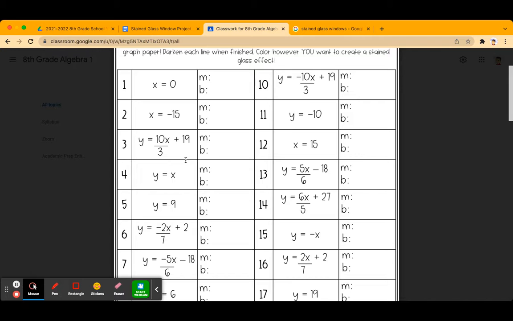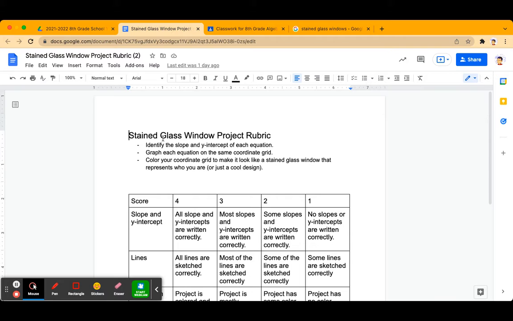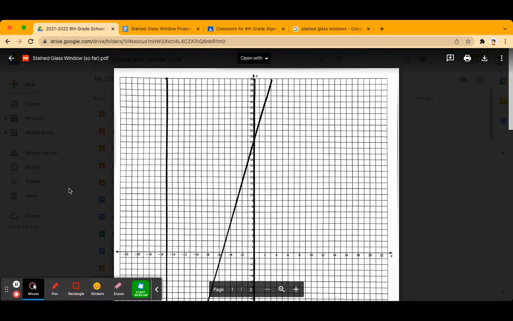After you're finished, you're going to have the opportunity to decorate, color, and really make it represent yourself. In my directions, I'm asking you to identify the slope and y-intercept, graph each equation, and color your coordinate grid to make it look like a stained glass window that represents who you are. Or I said just a cool design. It doesn't have to be anything crazy.